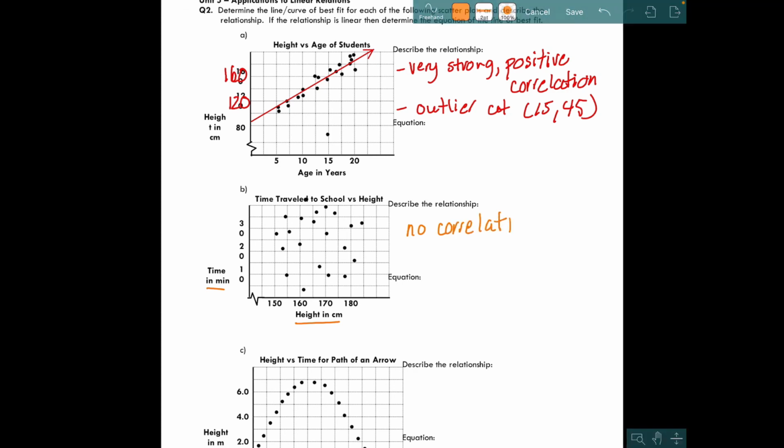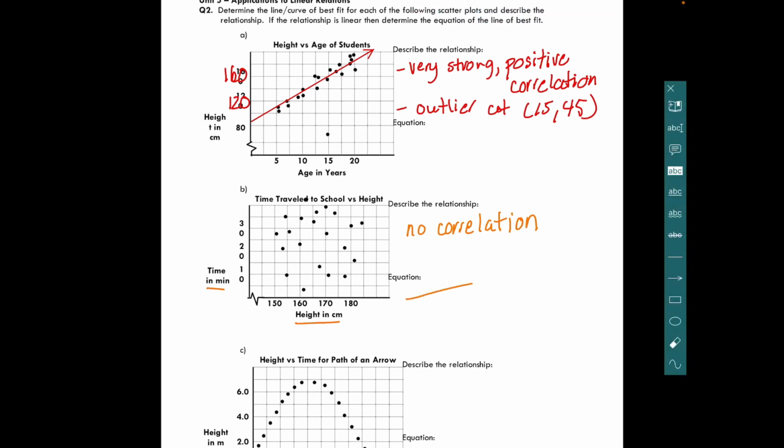So we wouldn't draw a line of best fit because there isn't a line that represents the data nicely. It's all over the place. I have no idea what kind of line you draw because you can't. So we don't draw an equation here, we just leave it.